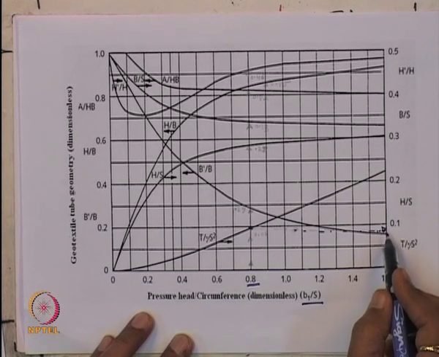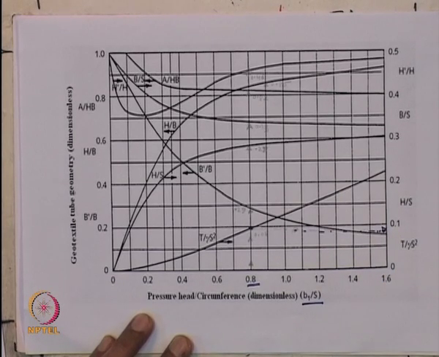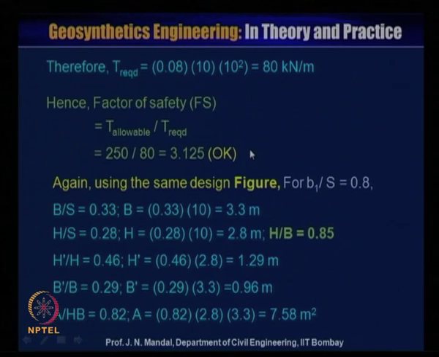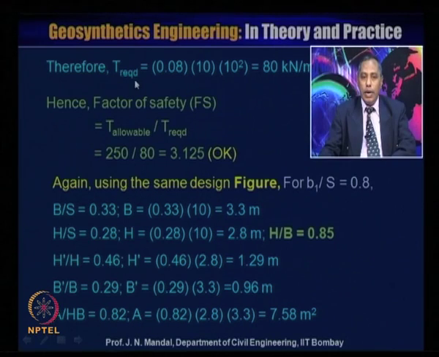So you will have 0.08. Here it is also shown that T by gamma S square is equal to 0.08. Similarly, the T required will be, you know that this is gamma 10 and S also is 10. So this is 10 square, which will give 80 kilonewton per meter. So the T required, the geotextile strength required, is 80 kilonewton per meter.